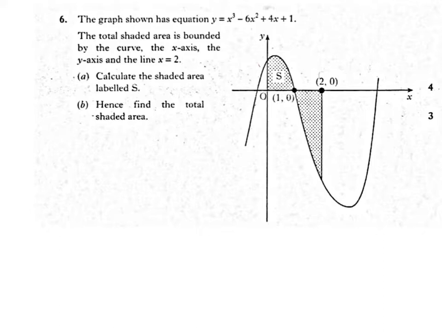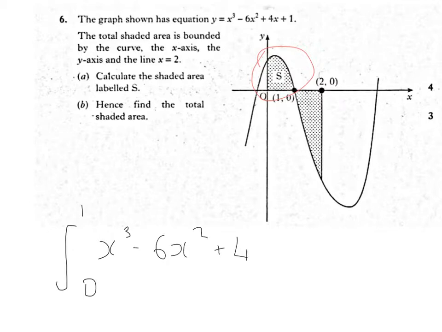Well, here's the shaded area for S, so we can see clearly that the upper limit is 1 and the lower limit is 0. So between 1 and 0 we're integrating the function x cubed minus 6x squared plus 4x plus 1.